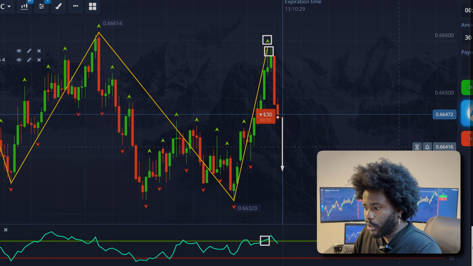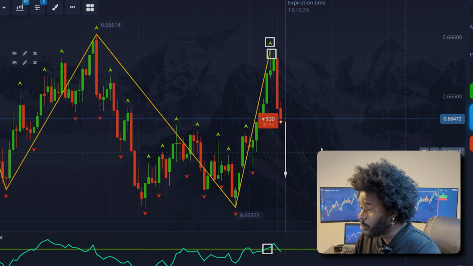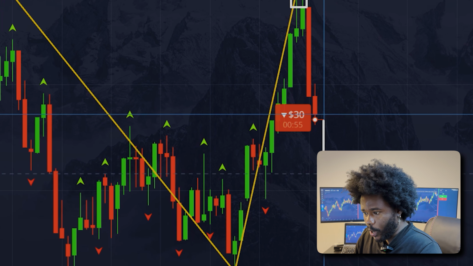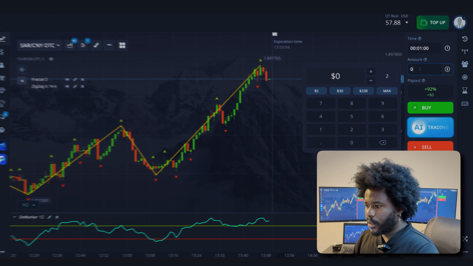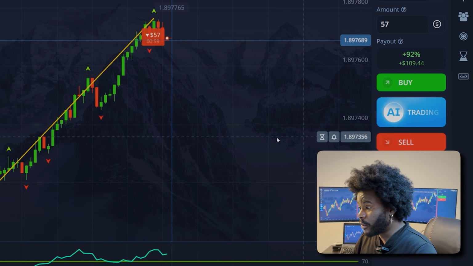All signal points in the same direction at the same time, so the trade is very likely to be successful. Waiting for the close, and plus $57. Excellent. Now I will open the next trade to the downside for $57, expecting the price to fall.